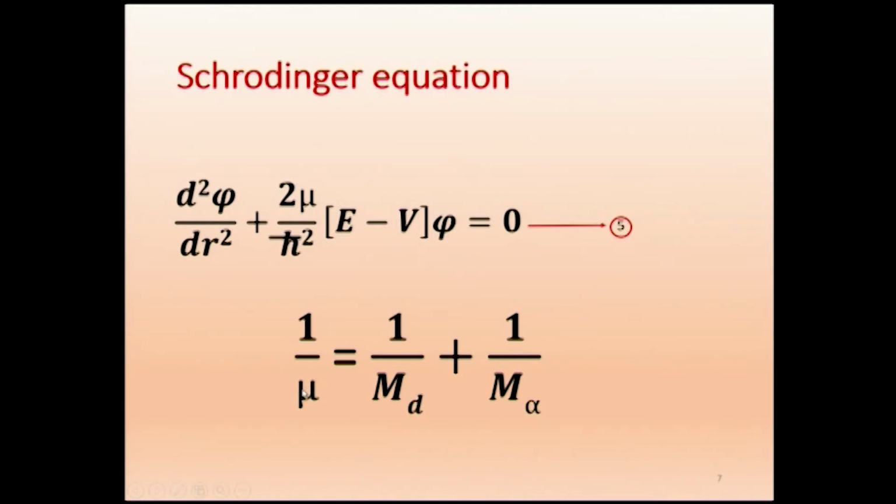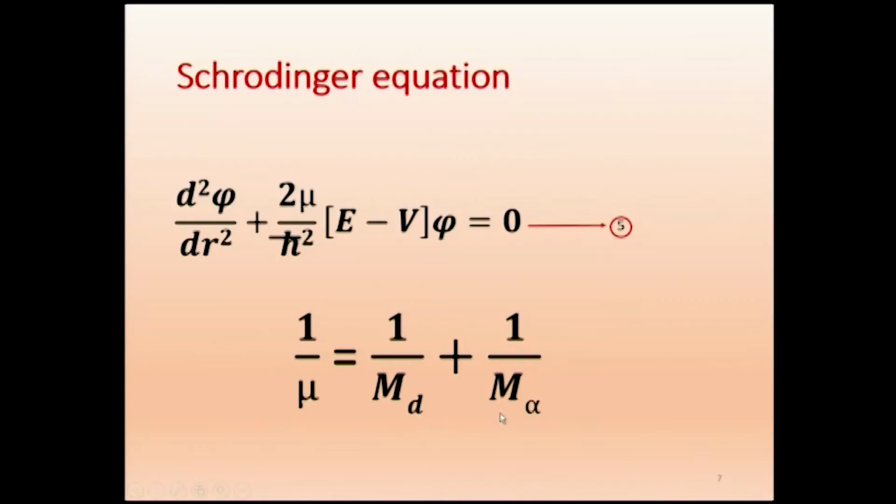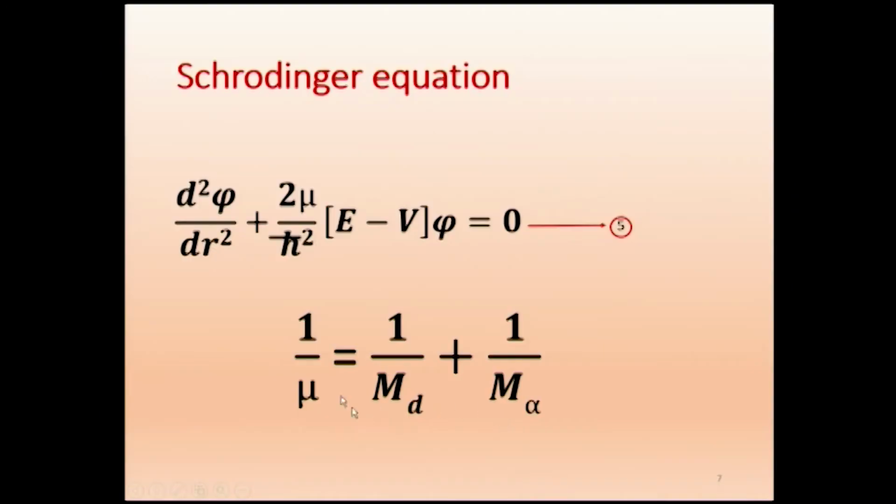As the alpha particle comes out from the parent, what remains will be the daughter. So we have to calculate the center of mass for the daughter and the alpha particle, that is, the reduced mass. We write 1 by mu, the reduced mass of the combination of daughter and alpha, equals 1 by m d plus 1 by m alpha. From that you can find mu, so mu is also a known quantity now.